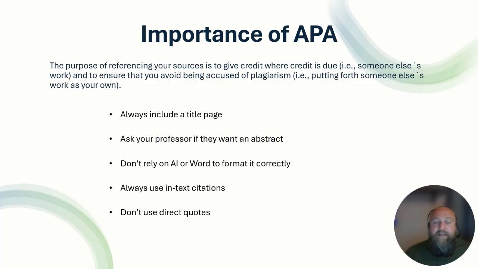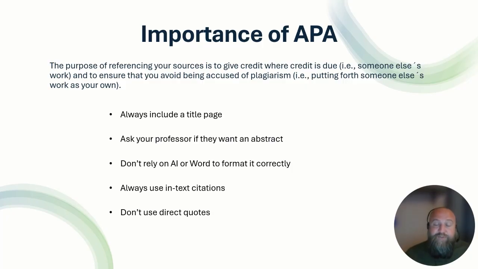Don't rely on AI or Word to format it correctly. One of the big things I've seen, and I know it right off the bat, is a lot of students will use Microsoft Word, and there's a template in there for APA formatting. It is an old version of APA. It is not properly formatted for the current version of APA. So if you use it, it's wrong. And it'll probably be marked as being wrong. At least if I'm looking at it, I will mark it as being wrong.